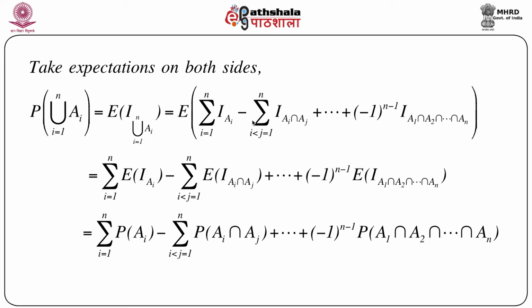And we can take the expectation inside the summation sign, because it is the expectation of a sum of finitely many terms. So summation i equals 1 to n of the expectation of IAi, which is nothing but the probability of Ai. The second term is summation over i less than j, 1 to n, of the expectation of I of Ai intersection Aj, and this becomes the probability of Ai intersection Aj. The last term, the expectation of I of A1 intersection A2 intersection up to An, is nothing but the probability of A1 intersection A2 intersection up to An.